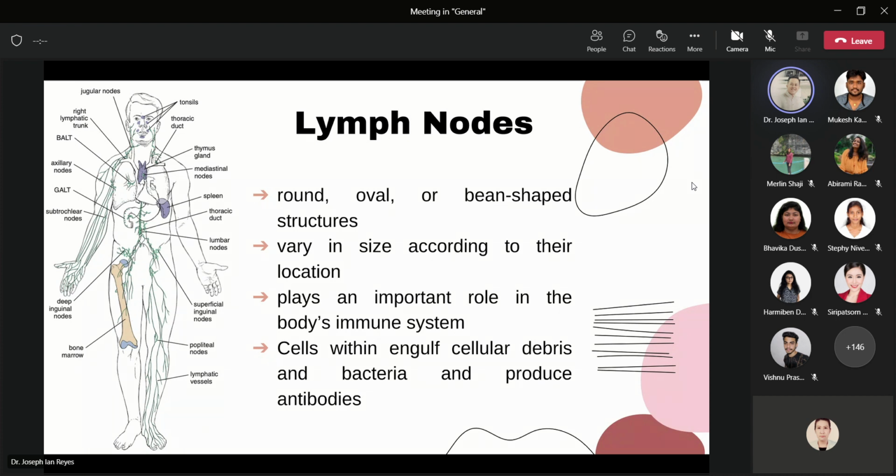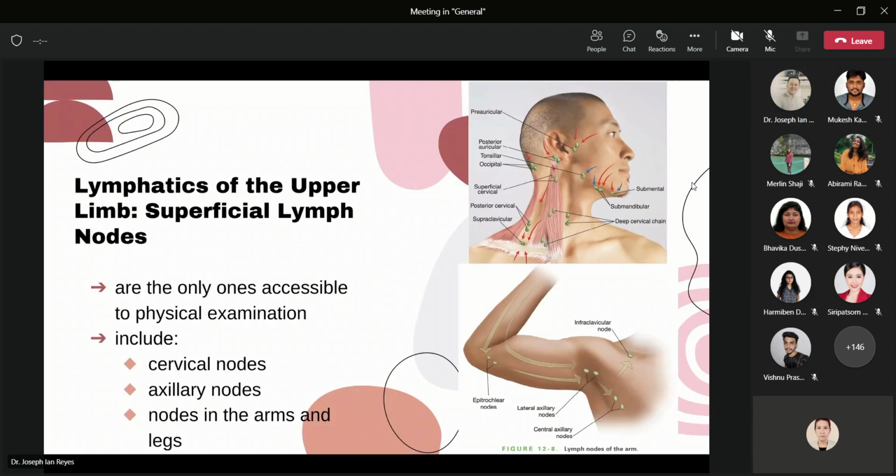So only the superficial lymph nodes are accessible to physical examination, as we all know, and this includes the cervical nodes, axillary nodes, and nodes of the arms and legs. So again, only the superficial lymph nodes are accessible to physical exam. They would include the cervical nodes, axillary nodes, and the arms and legs.